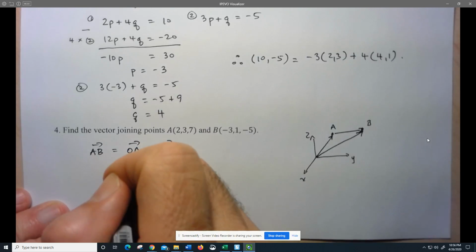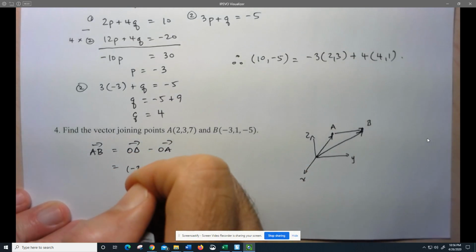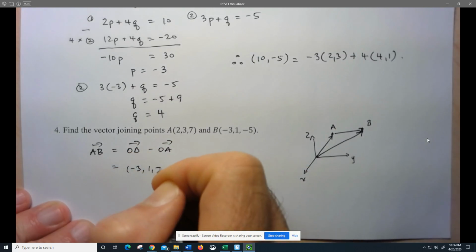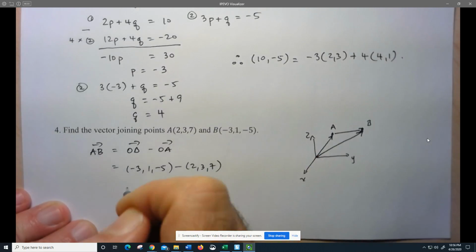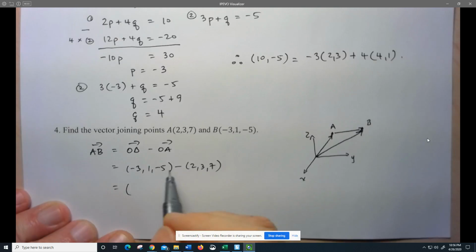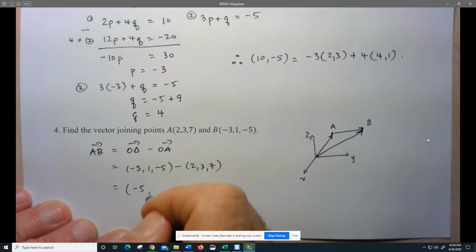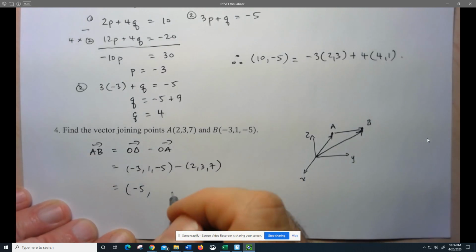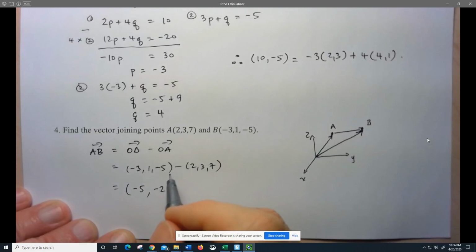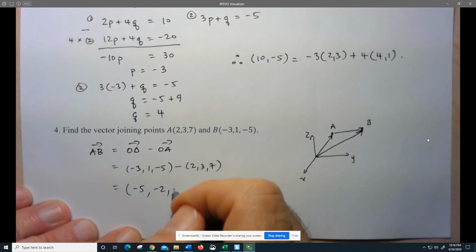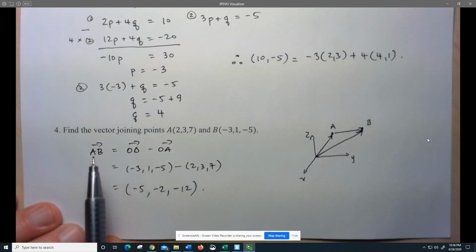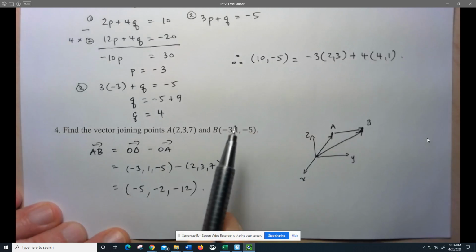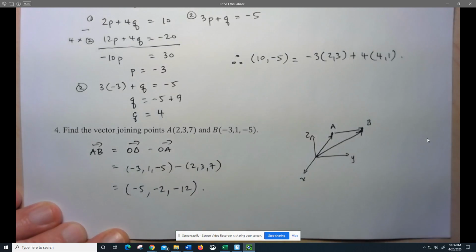All right, and so what's that? OB is just going to be -3, 1, -5, minus OA, which is 2, 3, 7. So here we end up with -3 minus 2 is -5, 1 minus 3 is -2, and -5 minus 7 is -12. All right, so there's the answer. The vector going from A to B. It's just about subtracting the second minus the first.